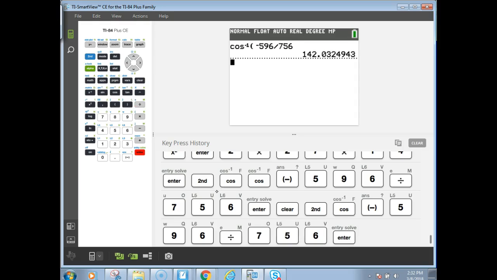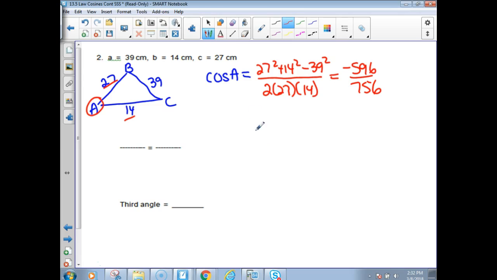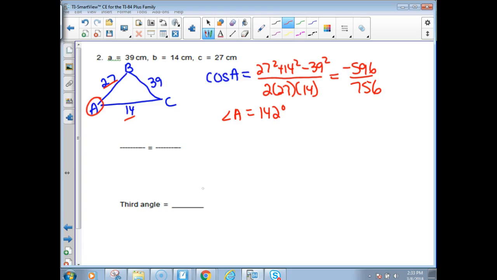All right, did you guys get 142 degrees? Okay. Now, angle A is obtuse, 142 degrees. We have an obtuse angle in this triangle, and we wanted to know that. So that's why we found the biggest angle first. How did I get what? I said second cosine of negative 596 divided by 756.